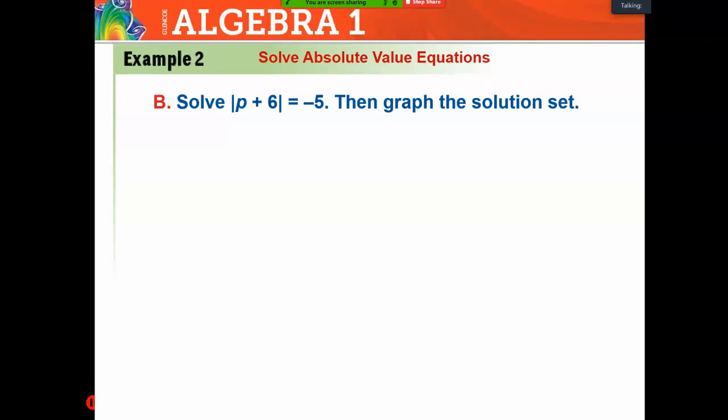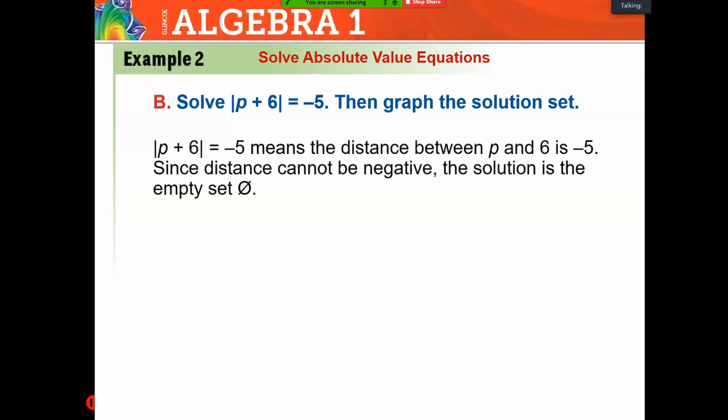If an absolute value can't equal a negative, what do you think, Dominique? What's the solution to that? If an absolute value can never equal a negative, what's my solution? Yeah. It's kind of a trick question, right? There is no solution.